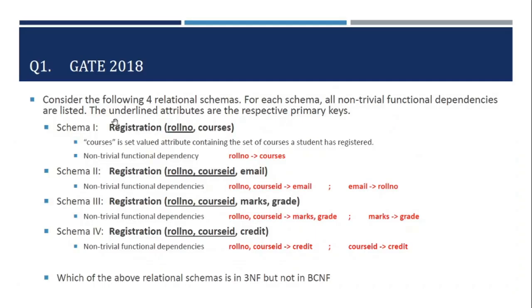So let us consider this question which appears in GATE 2018. We are provided with 4 schemas, and for each schema we have been given the non-trivial functional dependencies, and we have been asked to find out which of these relational schemas is in 3NF but not in BCNF.